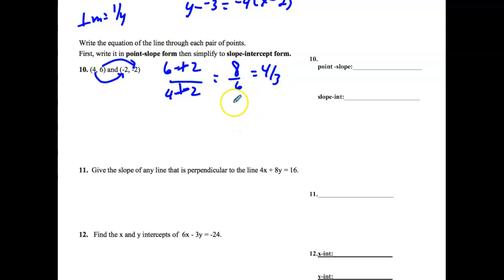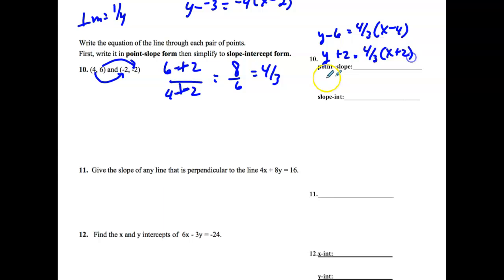Okay, for point slope, you actually have options on this one because there are 2 points. You can use the 4, 6, or you can use the -2, -2. If you use the 4, 6, you would have y minus 6 equals 4/3 times x minus 4. If you use the -2, -2, you'd have y minus -2, which is y plus 2, equals 4/3, and then x minus -2 is x plus 2. Okay? So either one of these is a good answer for the point slope.